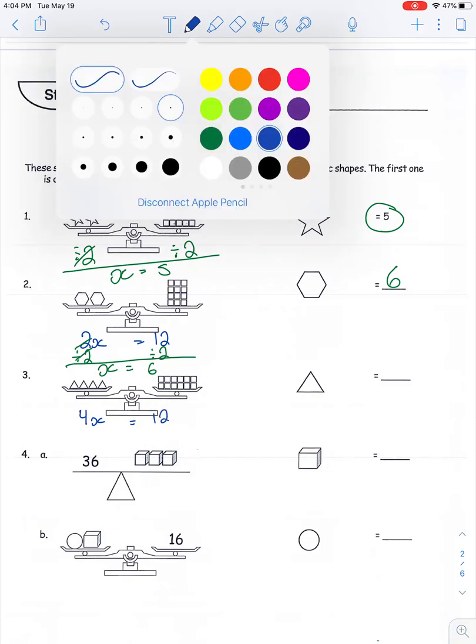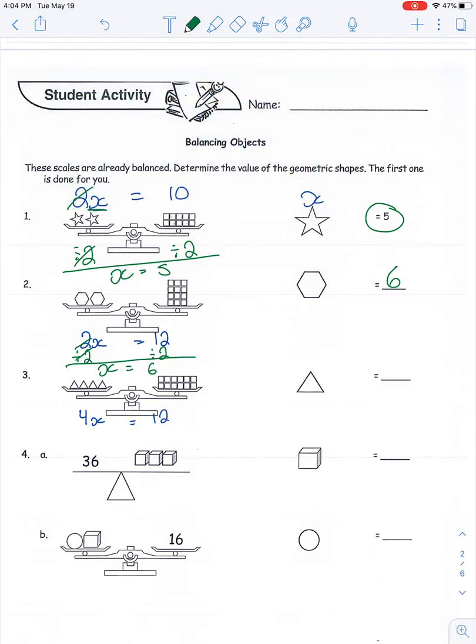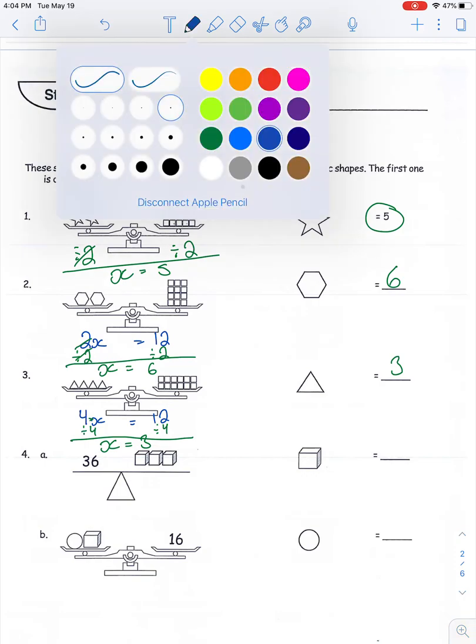Okay, next one, we have 4 x's equals 12. So now we need to get the x's by itself. We have a multiply here, so we have to do the opposite. What we do to one side, we have to do to the other. So this is x equals 3. There we go.